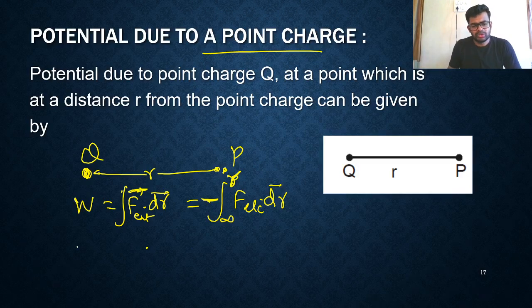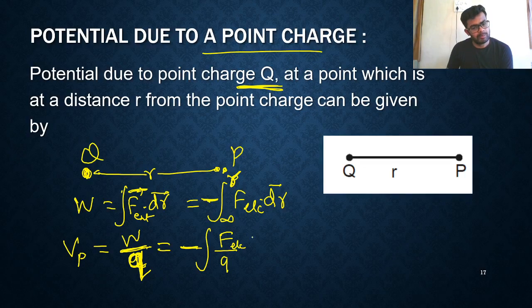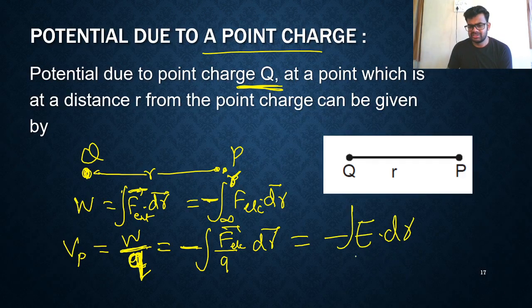So you know potential at point P can be given by work done per unit charge. Let's say this point charge is capital Q. The charge per which we take work done is called the test charge, and this charge Q is called the source charge. Capital Q is the source charge, small q is the test charge. So here I am writing minus of integration of W upon q, so you can say F electric upon q dr, and you know F by q is called electric field, so minus of E dot dr. So remember this result, my dear friends.